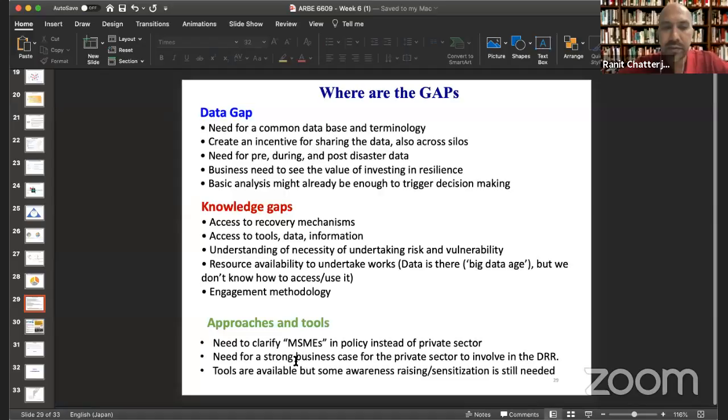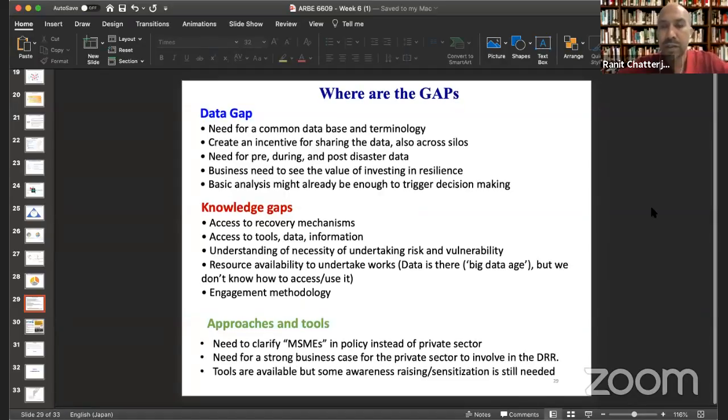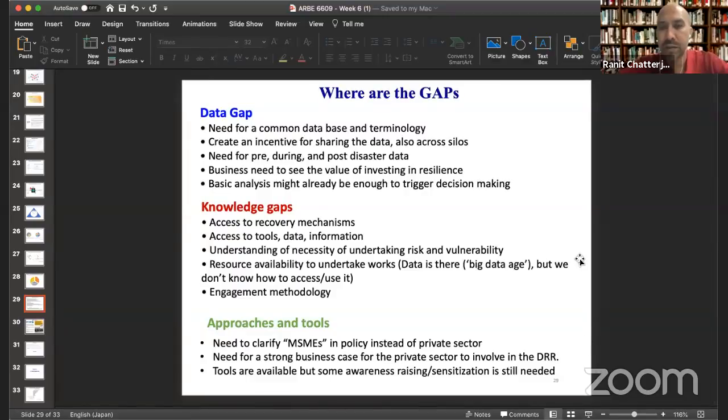Then there is a need for a strong business case for the private sector to get involved. So what is the incentive for the private sector to get involved? That is not very clear. And third is, what are the tools which can be utilized by the private sector? Those are also not very clear as of now.